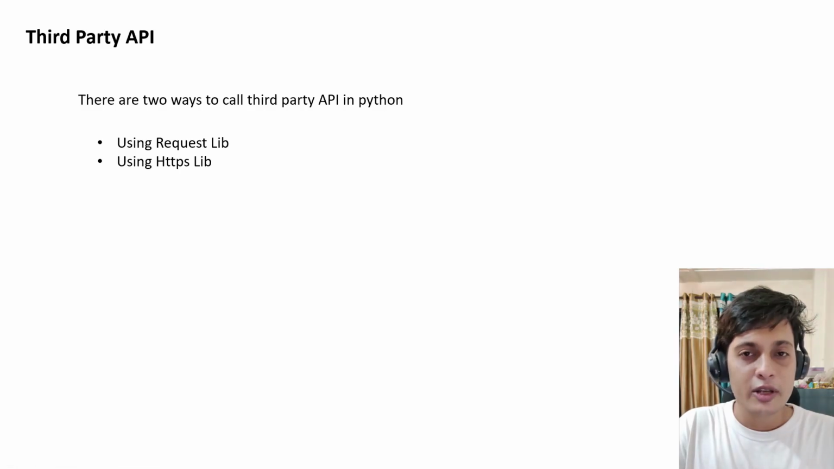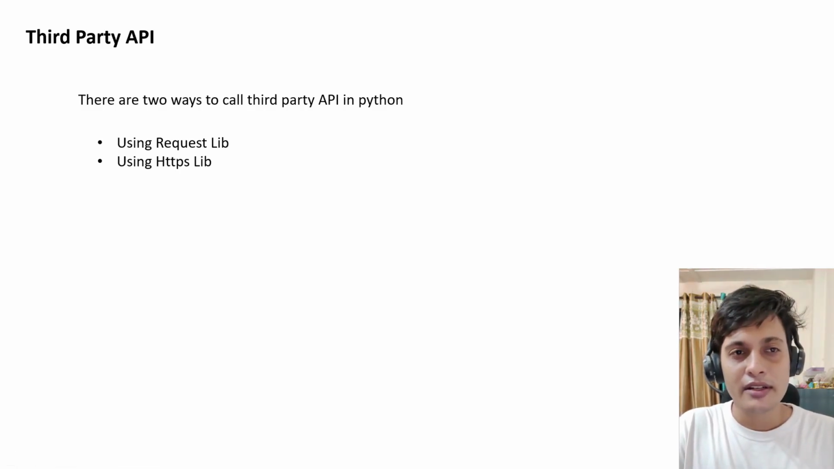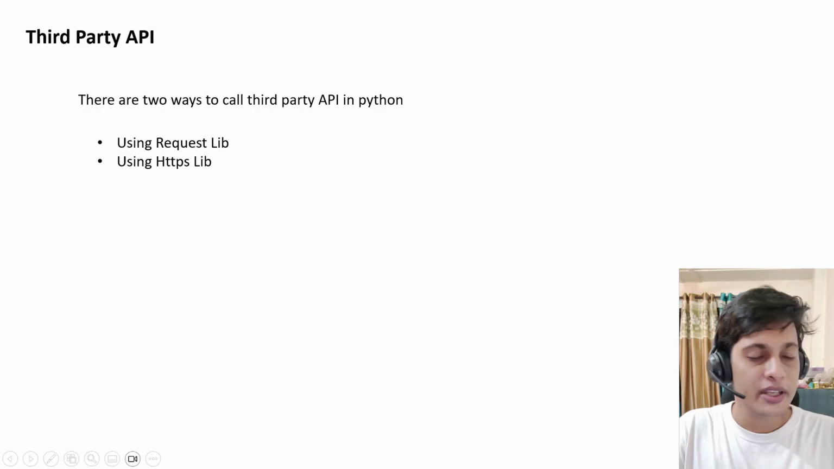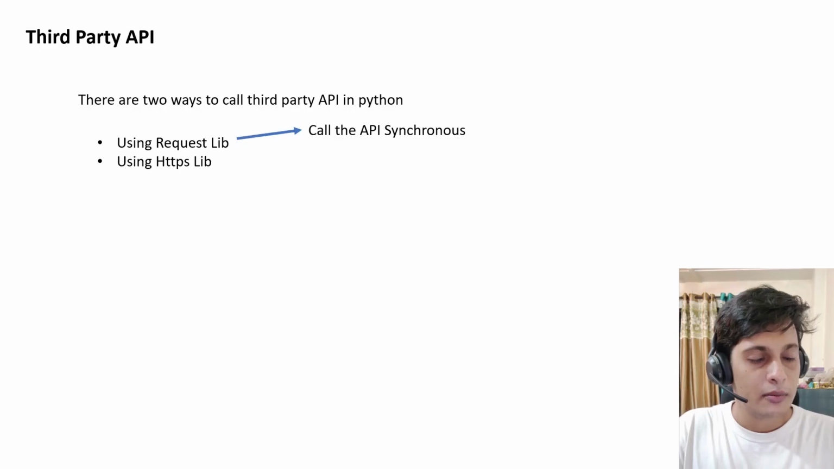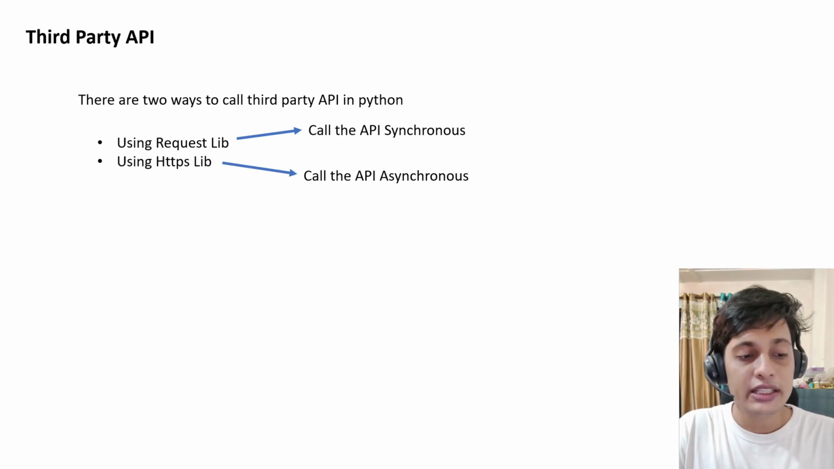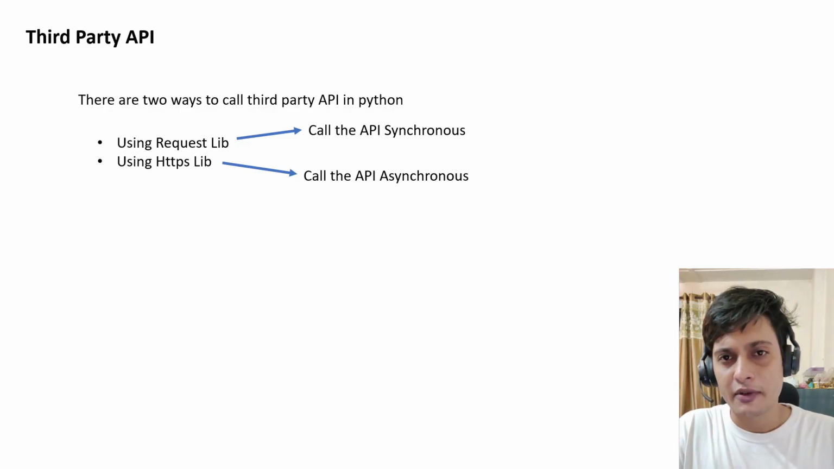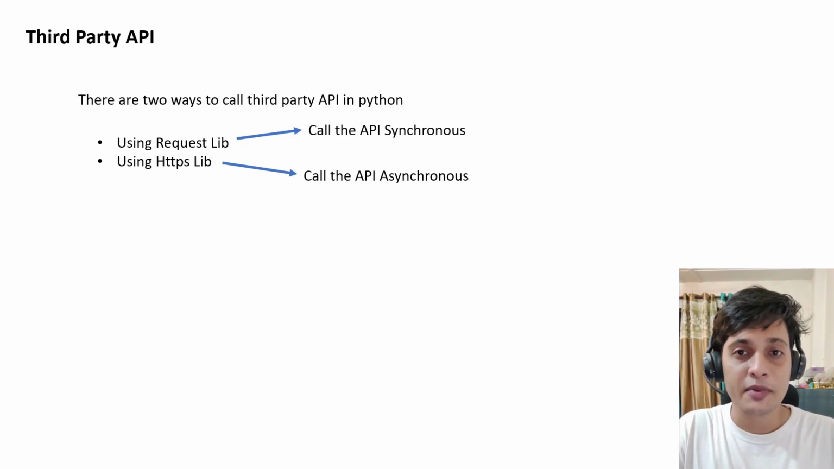From the requests library or module, it is simple: import requests and requests.get that particular API endpoint, and you will get the response, whatever data you need. And with HTTPX, you need to create a client first. But there is a difference. What is that? The requests library calls the API synchronously. And the HTTPX library will call the API asynchronously. And we are working on the FastAPI framework, which works in an asynchronous manner.